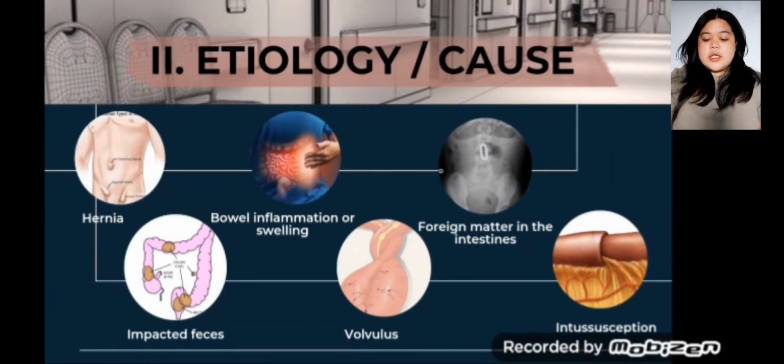Next is the etiology and cause. Most small bowel blockages are due to scar tissue, and this tissue connects the bowel to the abdominal wall or other organs. This makes the bowel not work as needed if there is a blockage. Common etiologies or causes of mechanical bowel obstruction are hernia, bowel inflammation or swelling, foreign matter in the intestine, impacted feces, volvulus, and intussusception.